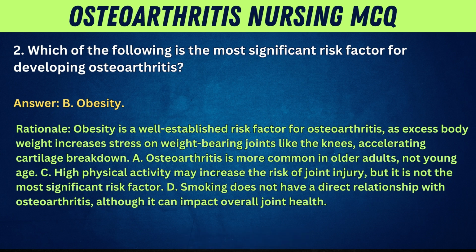A. Osteoarthritis is more common in older adults, not young age. C. High physical activity may increase the risk of joint injury, but it is not the most significant risk factor. D. Smoking does not have a direct relationship with osteoarthritis, although it can impact overall joint health.